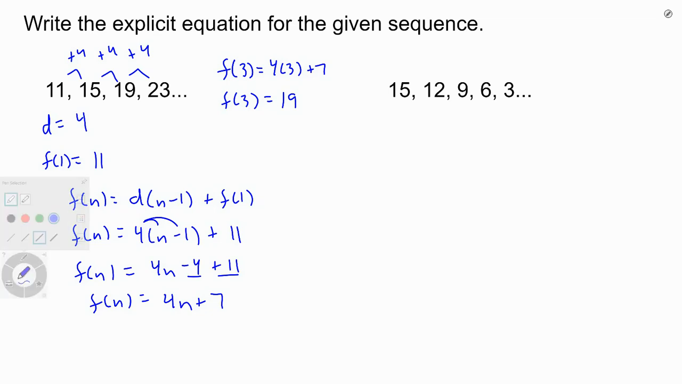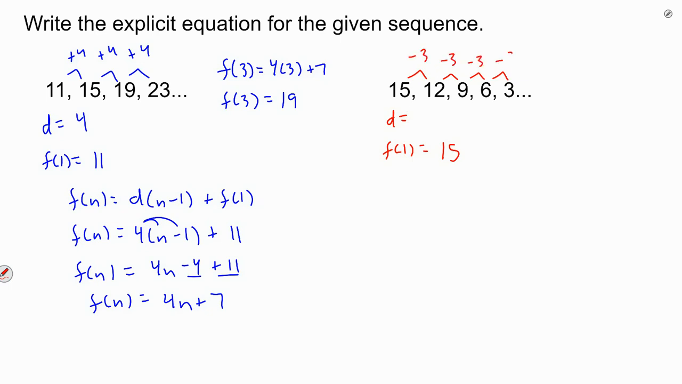Let's try another one. Again, I need to find my common difference, what am I adding or subtracting, and my first term. The first term is super easy here, just 15. Next, let's figure out what we're adding or subtracting. I can tell you just by looking at it, it's subtracting because my numbers are decreasing. So this is going to be minus 3, minus 3, minus 3, minus 3. So there's my common difference, minus 3.